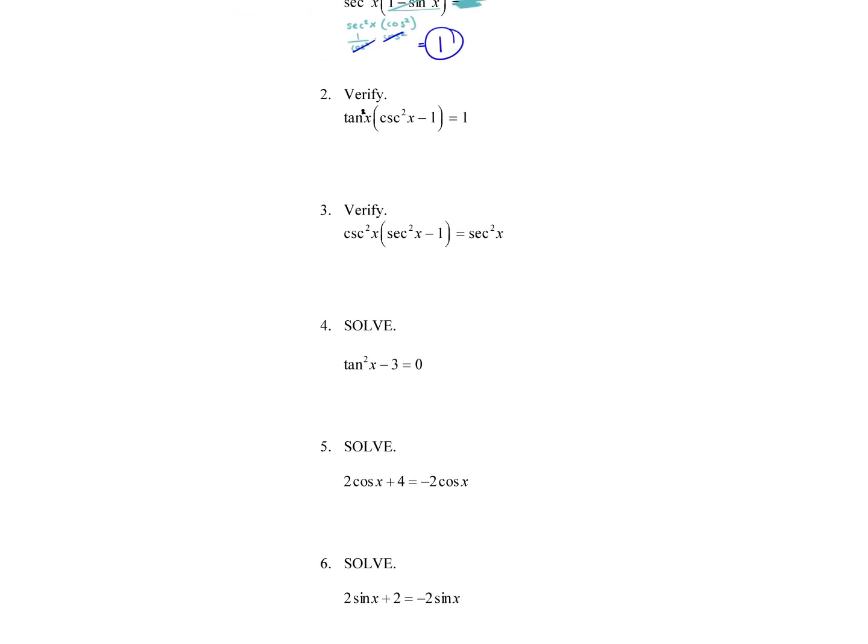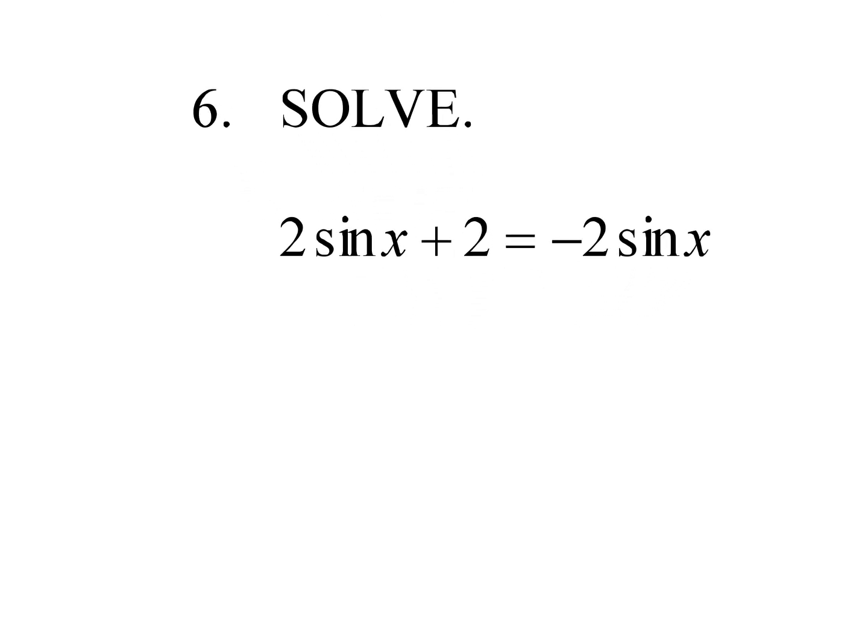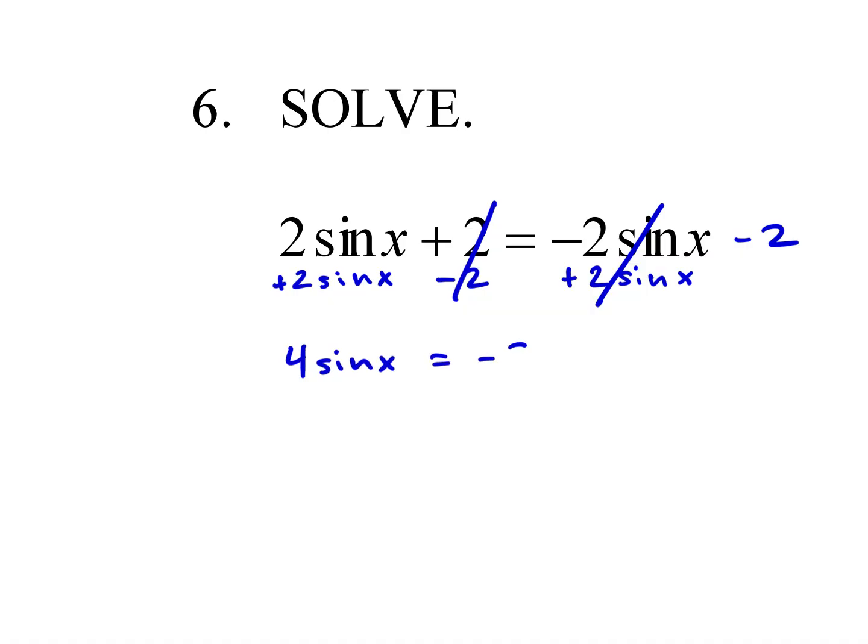Let's do a solving one. We could do number 6. So to solve, we want to isolate our trig function, so get it all by itself. So here I'm going to combine my like terms. I'm going to add 2 sine to move it to the other side. And I'm going to subtract the 2. Let's move the 2 over as well. So we got 4 sine equals negative 2. To get the sine all by itself, we're going to divide by 4. So sine equals negative 1/2.